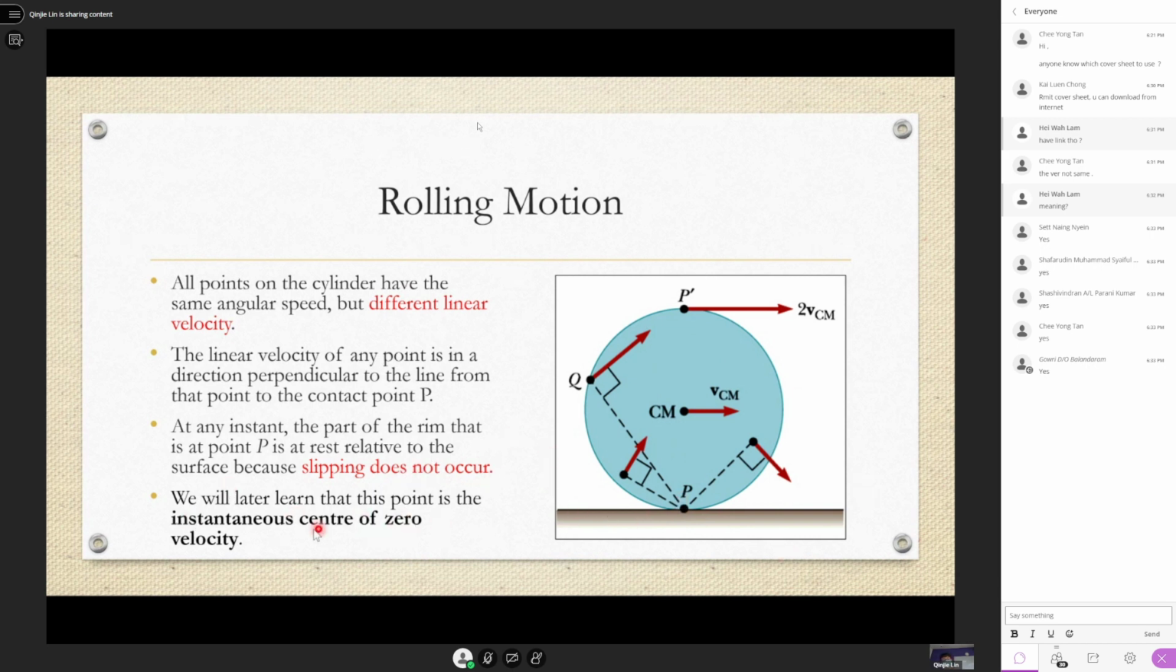We will later learn that this point is the instantaneous center of zero velocity. So this point P, later when we learn about mechanics of machines, we will learn this again in a more general form. This is actually the instantaneous center of zero velocity. From this term, you can also guess why it's called that: at this instant, this point has no velocity. That's the concept that we'll be touching on next time.